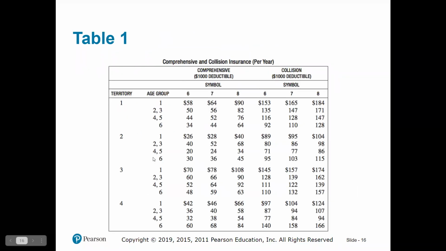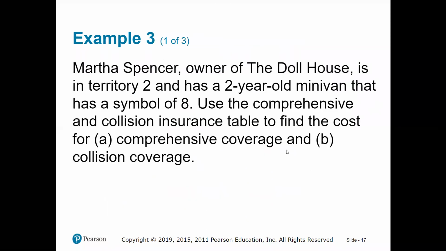So here again, we have our territories. Here are our age groups. This is for comprehensive and this is for collision. Let me tell you, when I did the homework for this chapter, this was the only confusing part. You have to do this kind of twice. You have to do it once for comprehensive, then do it a second time for collision. That's the only thing that really gave me a hard time with this chapter.